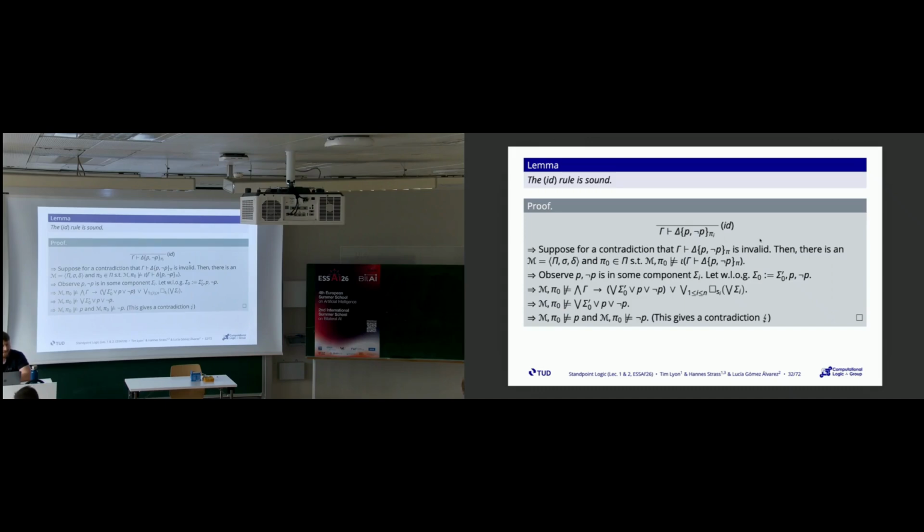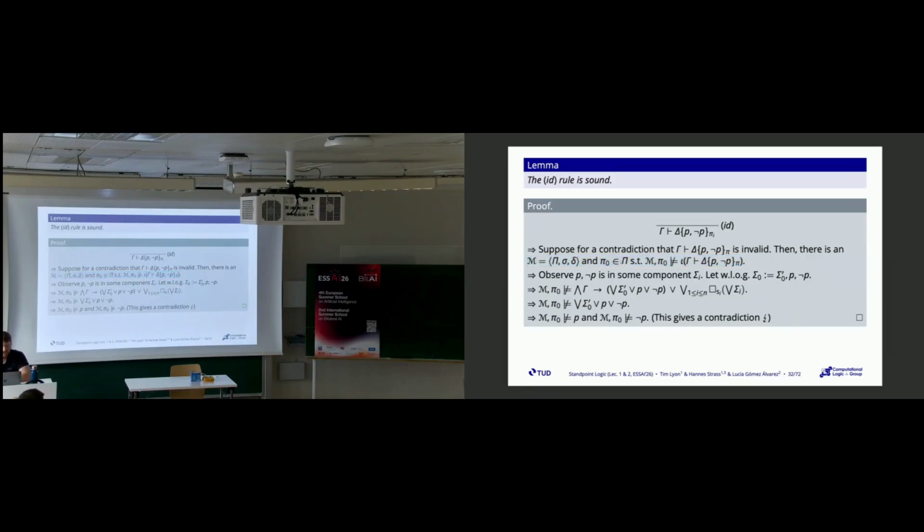So to show this sound, what we're going to do is suppose for a contradiction that the conclusion of the ID rule is invalid. Right? And then when we derive a contradiction, we will know that any instance must be valid. By the definition of invalidity, if we have some nested sequent which is invalid, then there exists a model and a precisification in that model which falsifies the formula interpretation of that nested sequent. As we discussed last time, we take nested sequents to be equivalent to their formula interpretation. So if a nested sequent is invalid, then its formula interpretation is invalid.